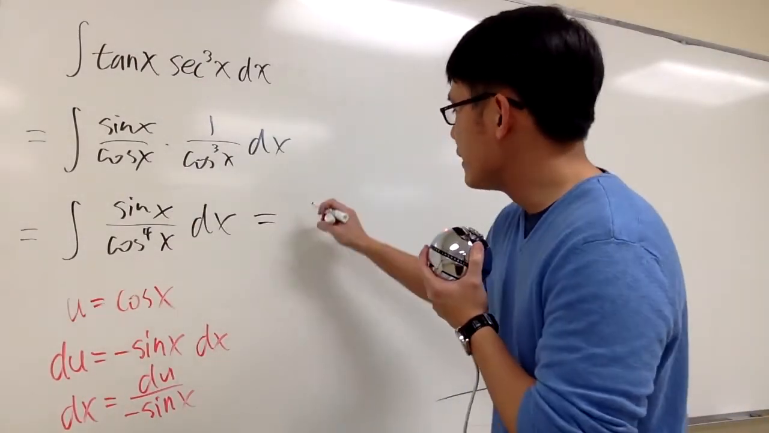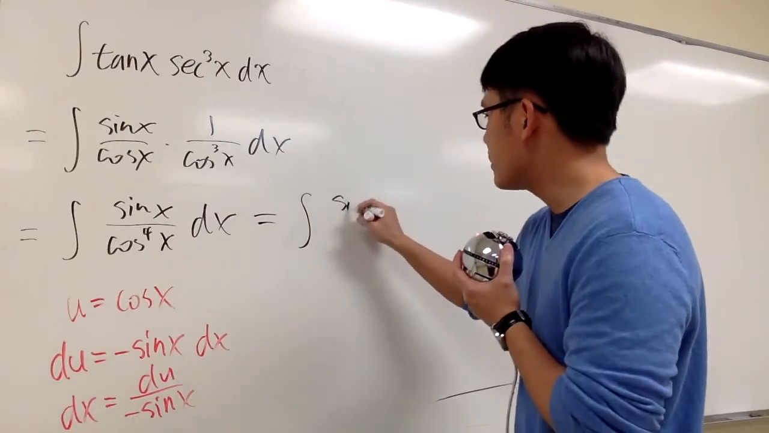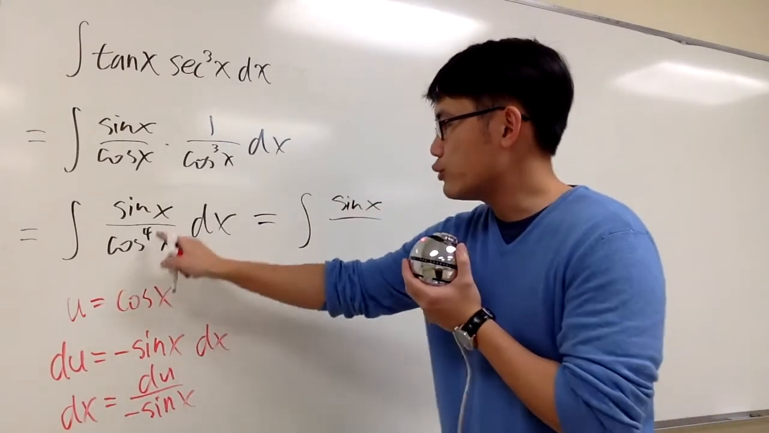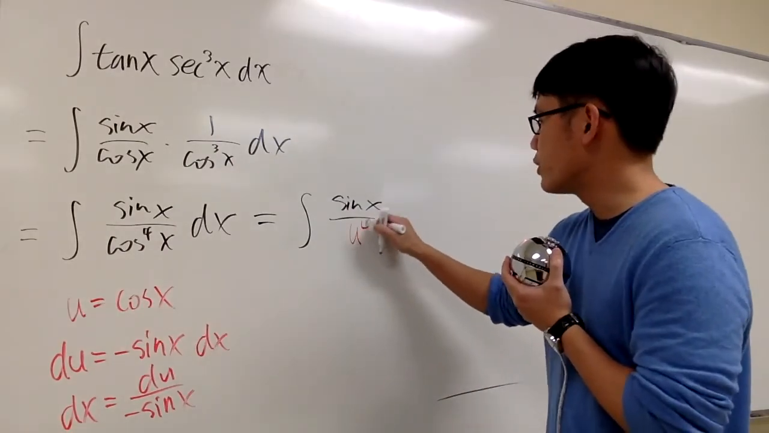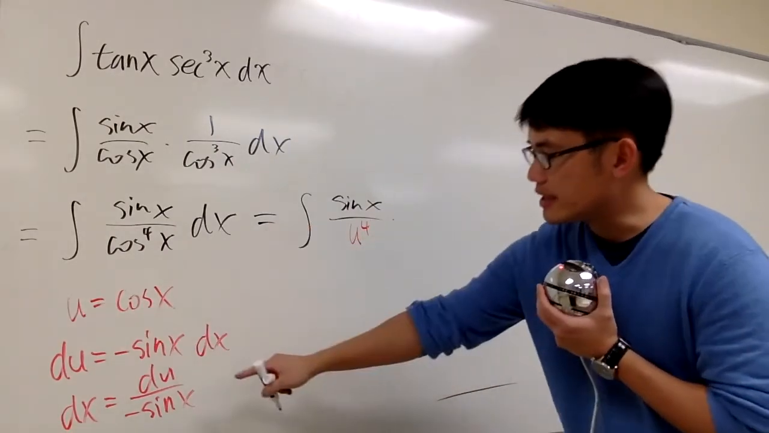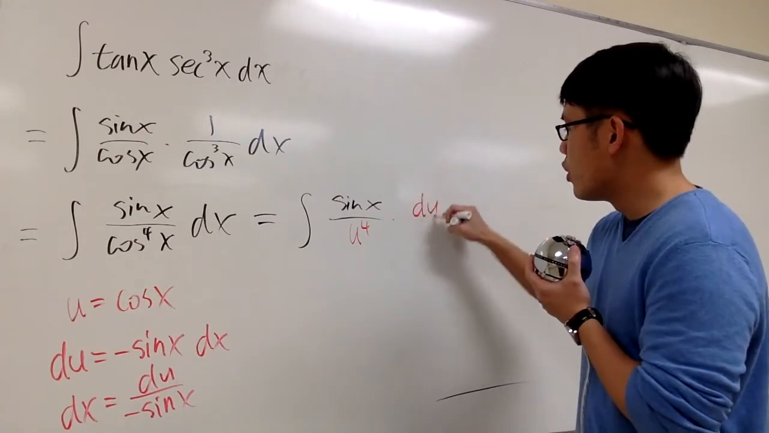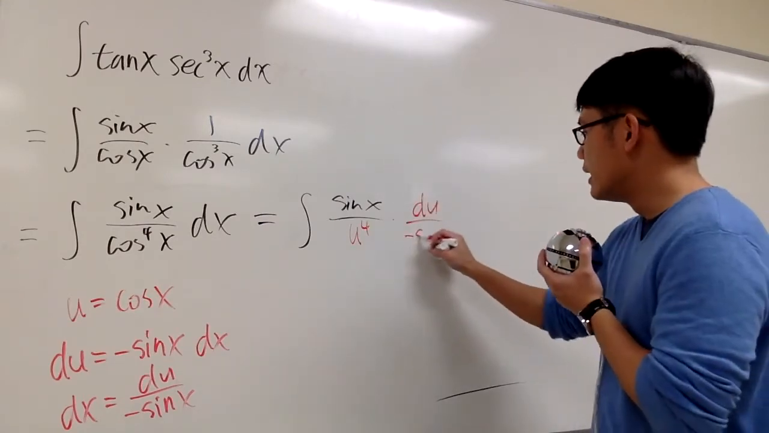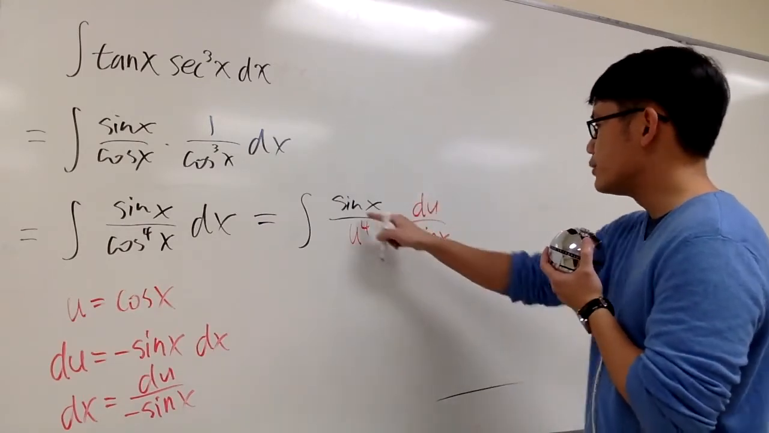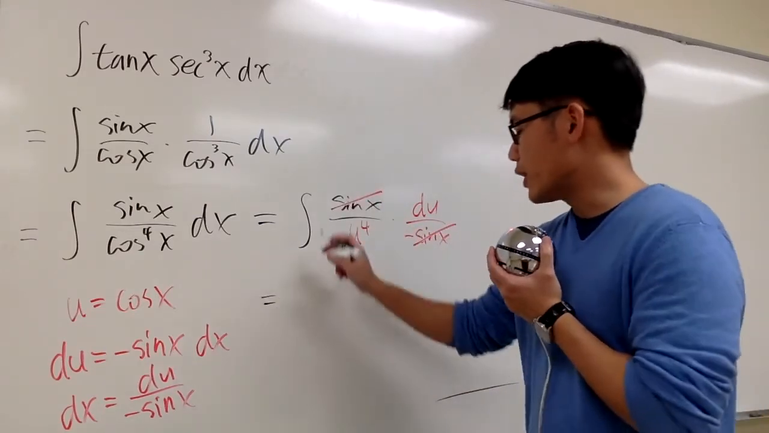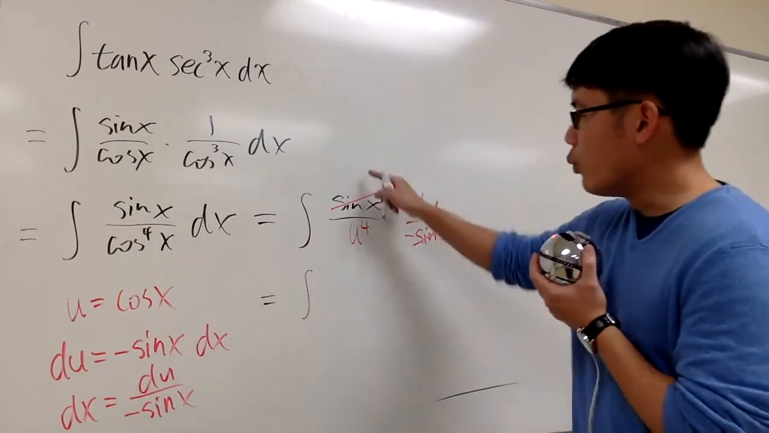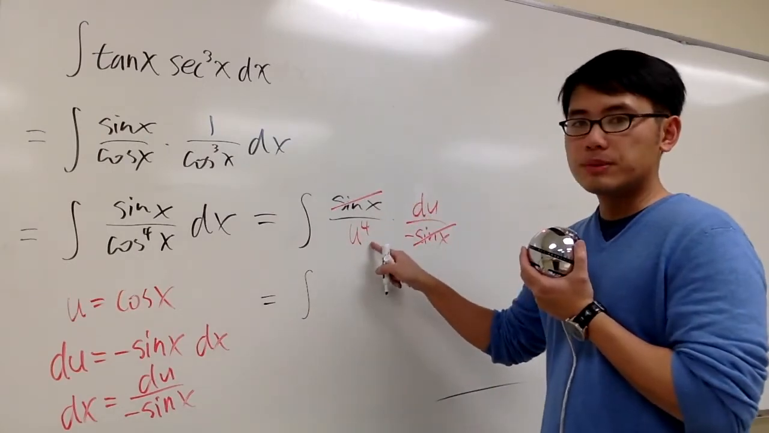Anyways, this will be the integral, sine x stays on the top, over cosine to the fourth power. Well, cosine is u, so it is the same as saying u to the fourth power, and dx is the same as du over negative sine x. And as you can see, the sine x and sine x will cancel each other out. Well, let's see how we can integrate this. This is the integral of 1 over u to the fourth power.